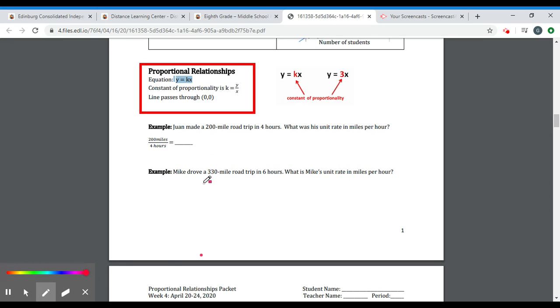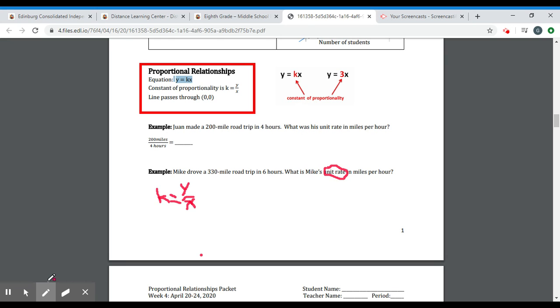So this one says Mike drove a 330-mile road trip in 6 hours. What is Mike's unit rate? So there's that word again, unit rate. Okay. So I need to figure out my K. So I'm gonna do my Y over my X. So now, once I write out my formula, I need to input my information. Well, which one is my Y?